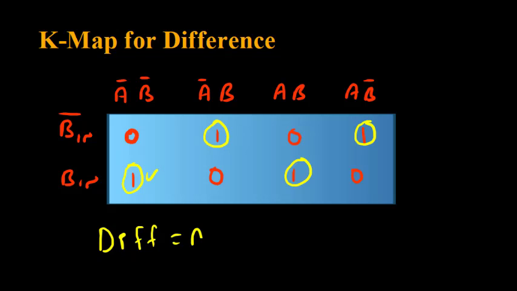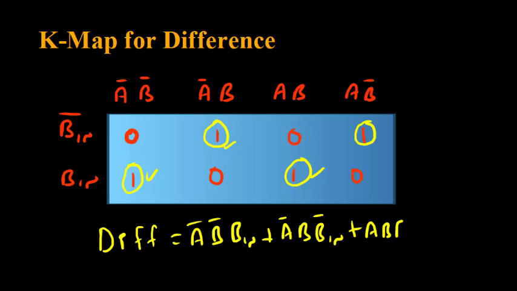The first term is A bar, B bar, BIN. Then the second is A bar, B, BIN bar. Then the third one is A, B, BIN, and the last one is A, B bar, BIN bar. So this is the equation. This is an SOP equation, so you require AND-OR logic, which we will draw afterwards.